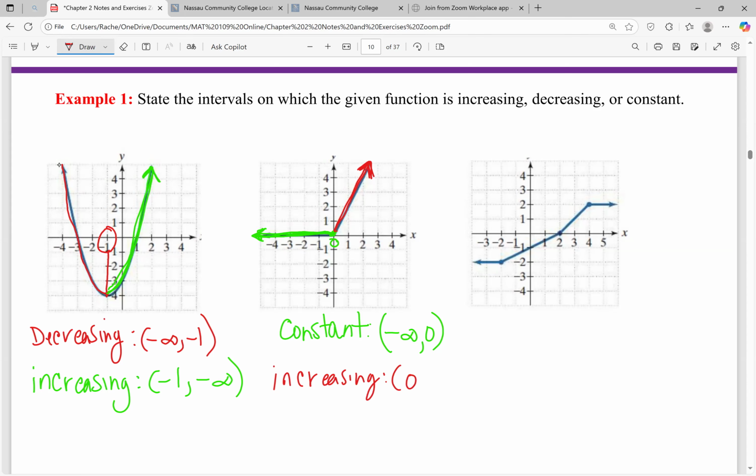Next, let's look at symmetry. So a graph might have symmetry. And there's three types of symmetry that we're going to look at. So the graph of an equation is symmetric with respect to the y-axis if for every point (x, y) on the graph, the point (-x, y) is also on the graph.